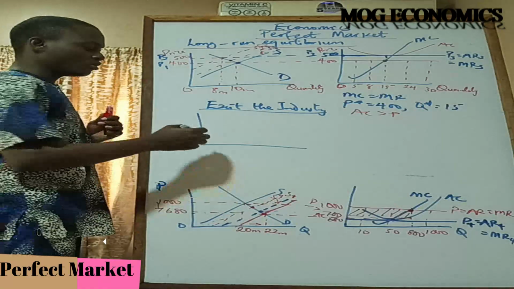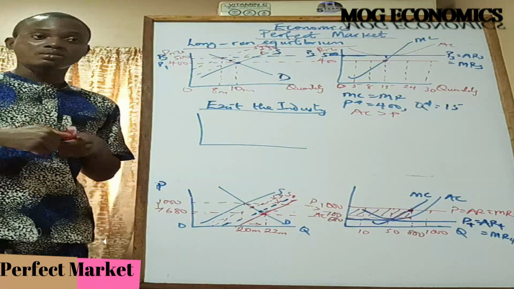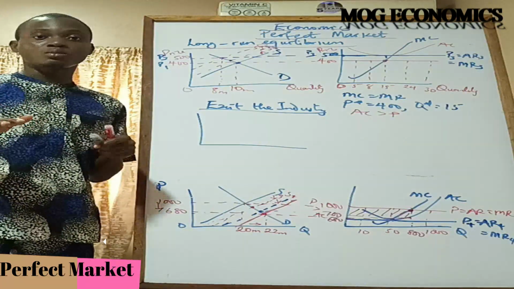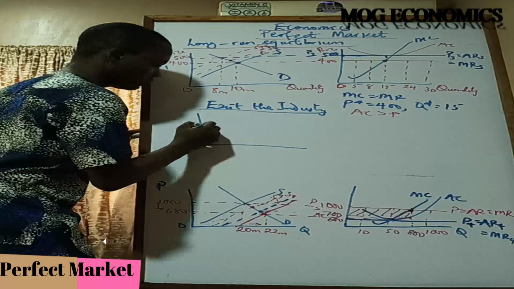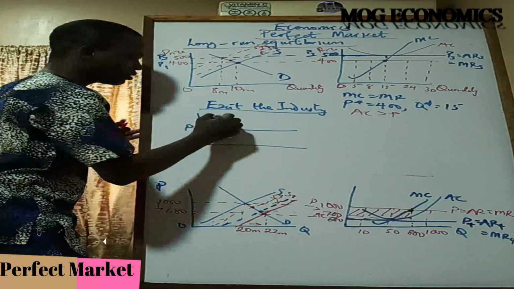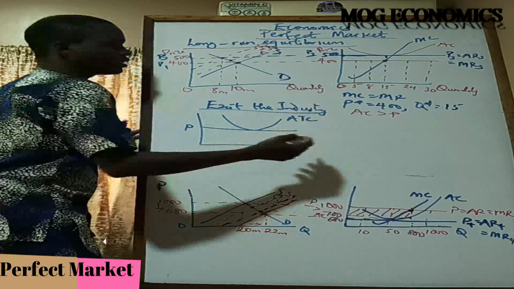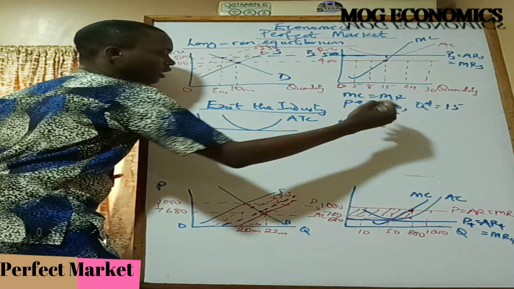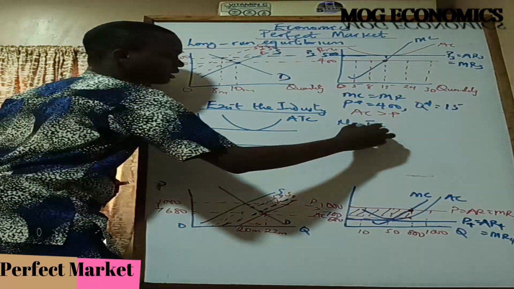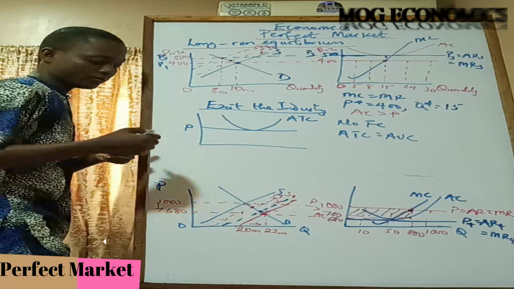And the reason why, in the long run, you remember that all factors of production are variable, right? That is, nothing is fixed anymore. All factors of production are variable. So this thing that we have here in the long run is our price. Then this is our ATC. The point is that since all factors are variable, there is no fixed cost. So that means our ATC is the same as our AVC in the long run, since there's no fixed cost.